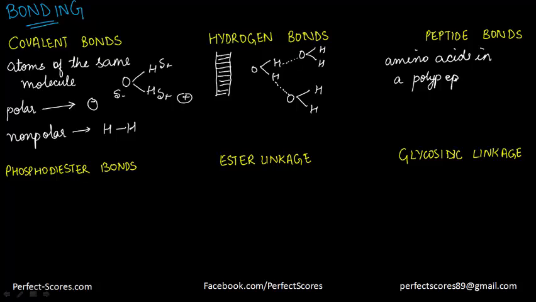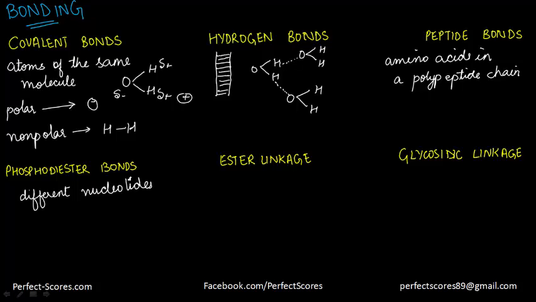So a polypeptide chain or a protein basically consists of a lot of amino acids joined together through the peptide bonds. The next bond is the phosphodiester bond, which is present between different nucleotides of the DNA.